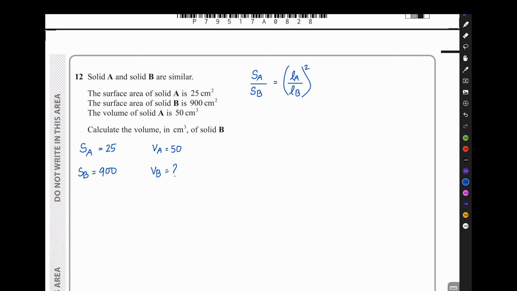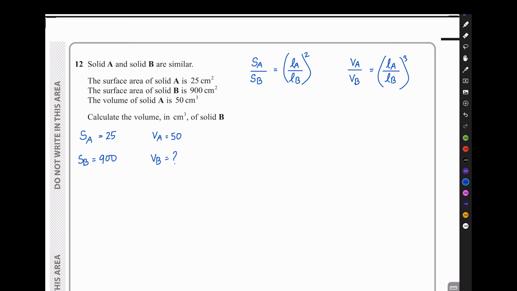The area ratio is the square of the length ratio. That's it. And the other one is volume of A divided by volume of B equals length of A divided by length of B, the entire thing cubed. Okay. So right now, we know both the surface areas of both the shapes.